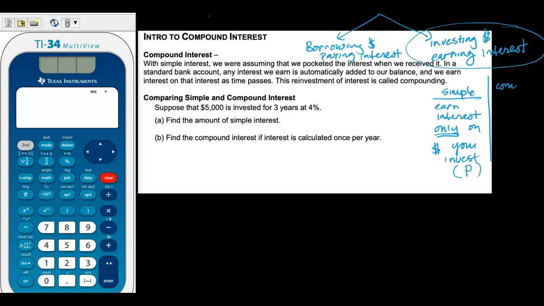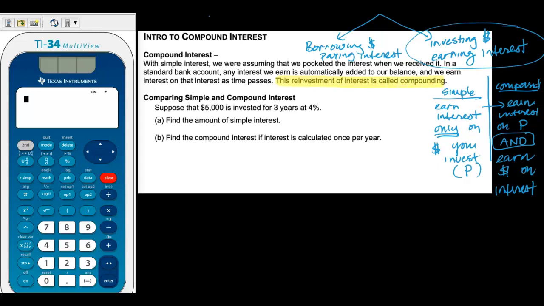Okay, with compound interest, you're earning money in two ways. So you earn money just like simple. So you do earn interest on the principal, the amount you put in, and so this is the important part, you earn money or interest on the interest that was previously accrued. And so this reinvestment of interest is called compounding. And so the most important part, and I'm going to highlight it here too, is we earn interest on the interest as time passes with compounding interest.